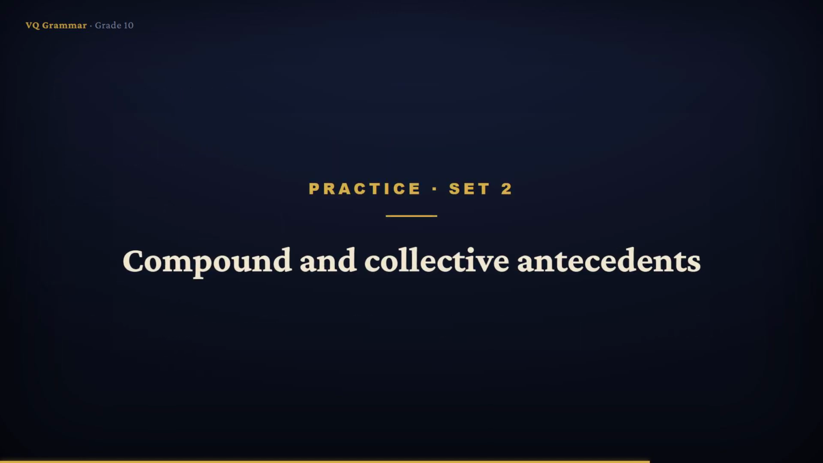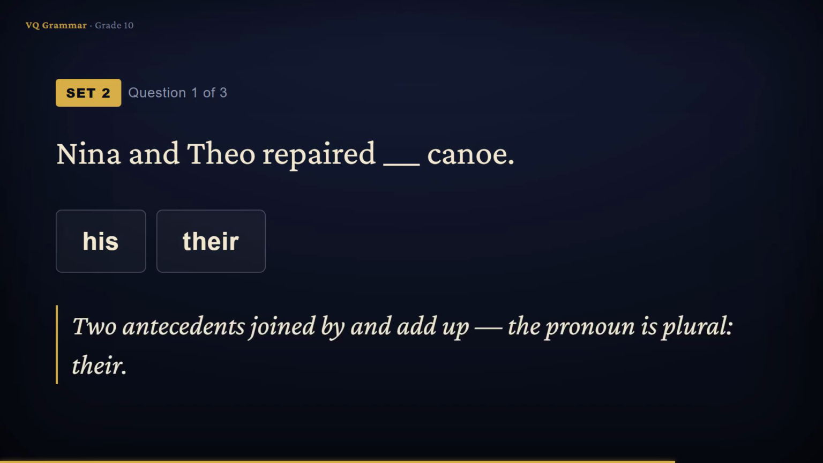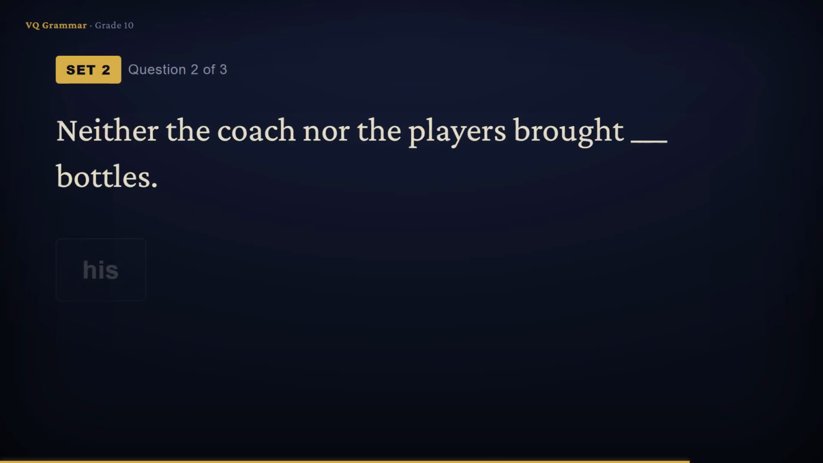Now the antecedents get trickier. Compound antecedents joined by and or by nor, and a collective noun at the end. Same 3 steps, just used with a little more care. Pause and try each before I answer. Nina and Theo repaired blank canoe. 2 antecedents joined by and, remember, and adds them up. 2 people take a plural pronoun, so the answer here is their.